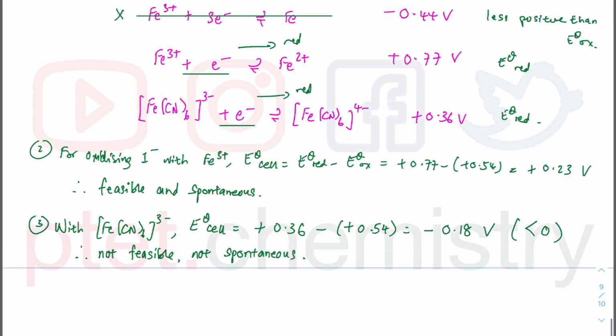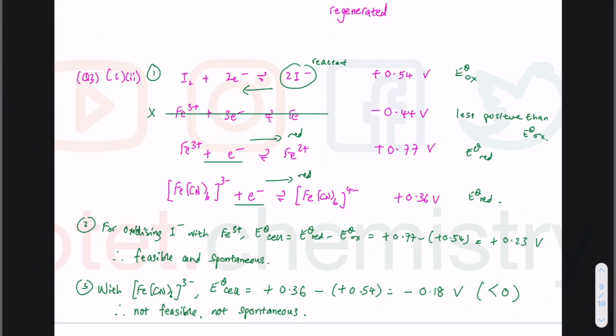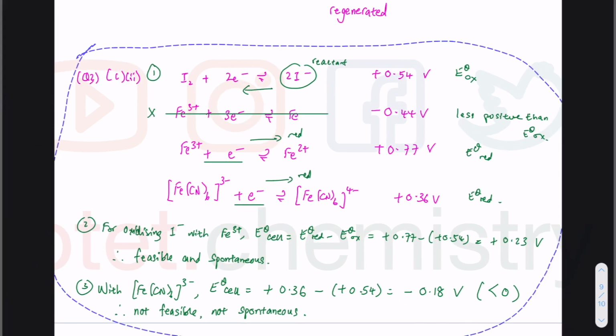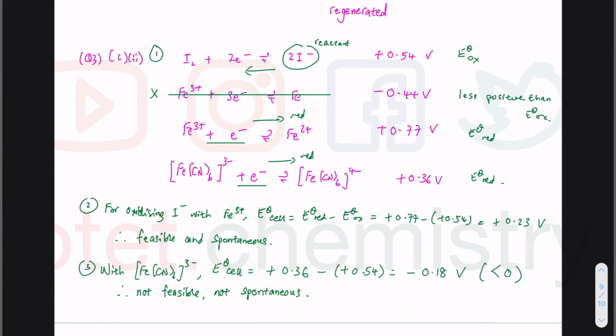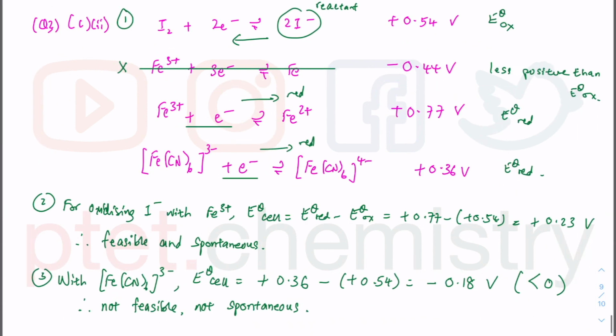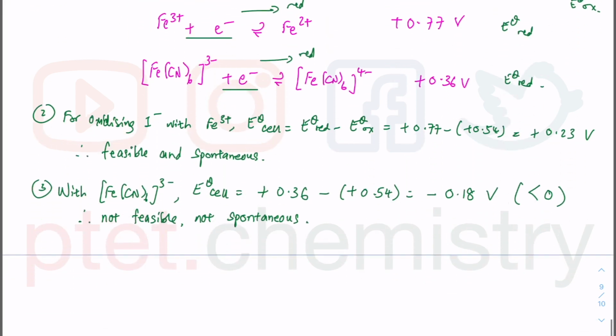Not going to happen under room temperature conditions. So that's the whole idea of using E naught to do this kind of question, explaining whether it's feasible or not. For that 2 marks, you should be able to write out these equations with the correct E naught values and do a bit of simple calculations for E cell to work out whether feasible or not feasible.